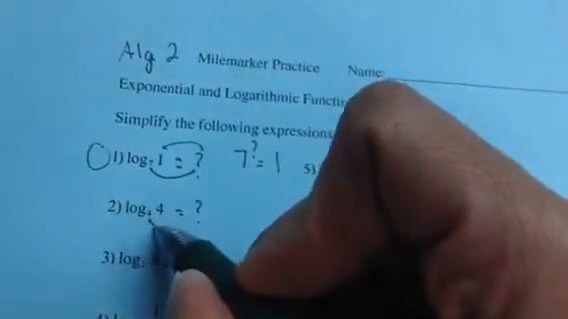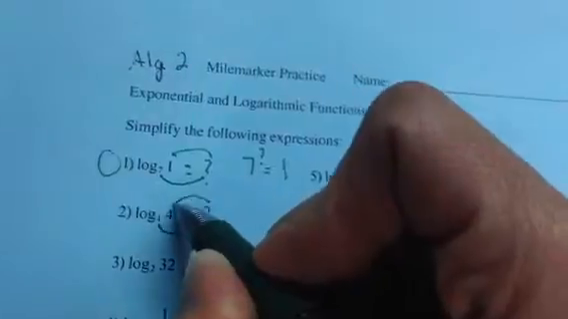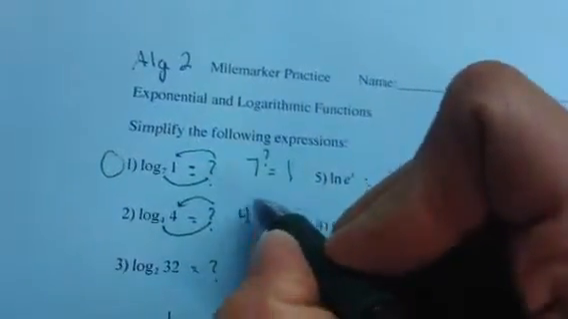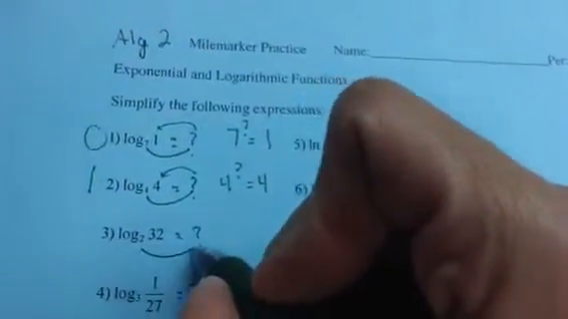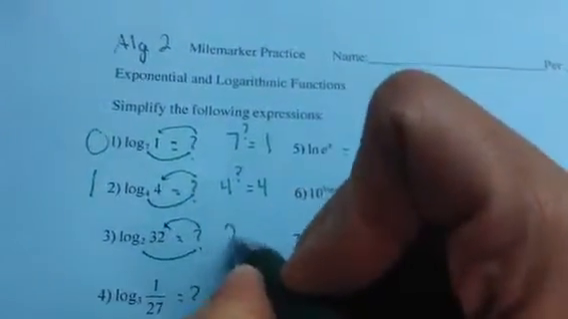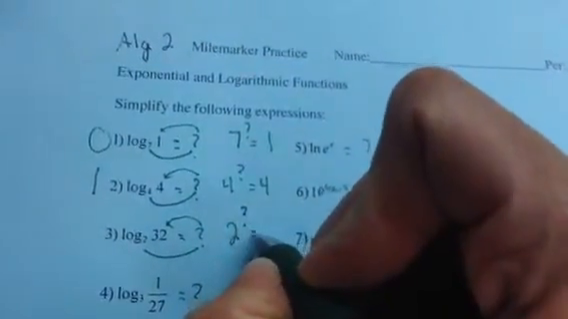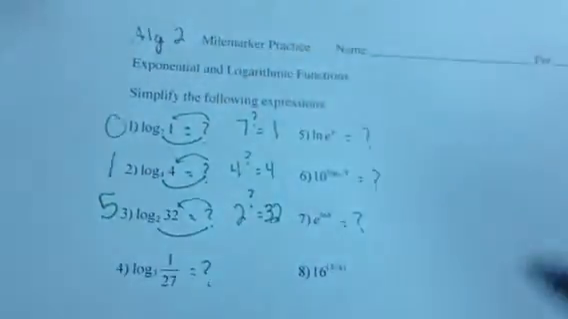So I'm going to loop this. 4 to the what power gives you 4. And that would be the first power. So the answers are on the left. 2 to the what power gives you 32. This is one you would probably want to look up on your exponent table. When you look it up, you will see that it's worth 5.